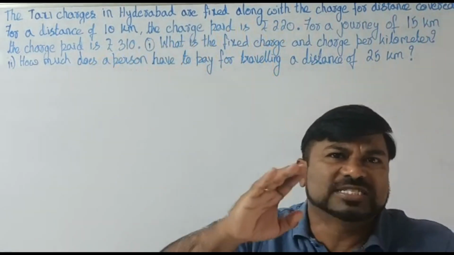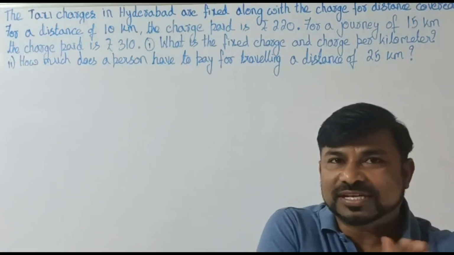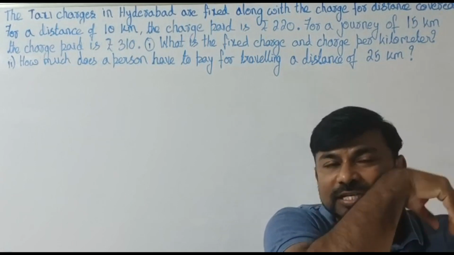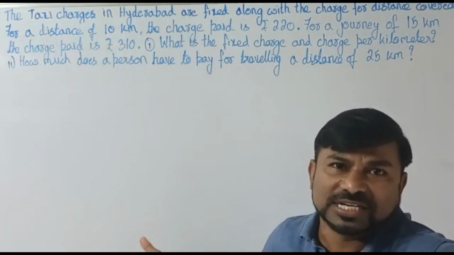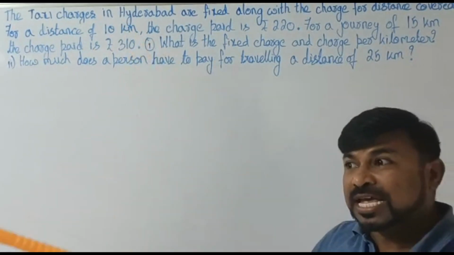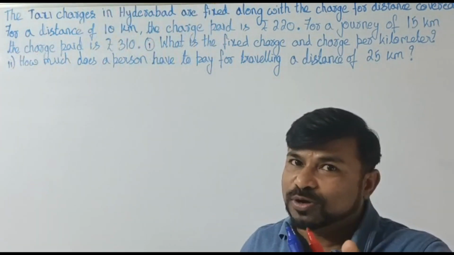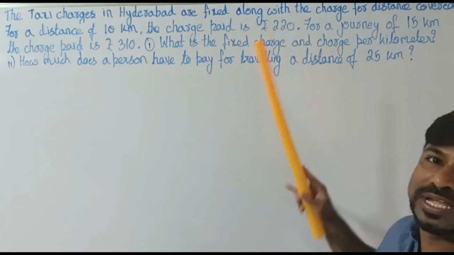Okay, so this is the general thing. Now we are taking two scenarios. In the first case, for person 1, how much is charged? For person 2, or for the second journey, how much is charged? Let's see that one. For a distance of 10 kilometers, meaning hiring the vehicle plus traveling for 10 kilometers, the charge paid is 220.